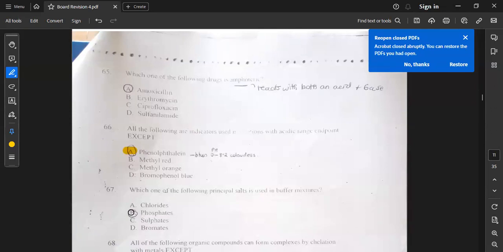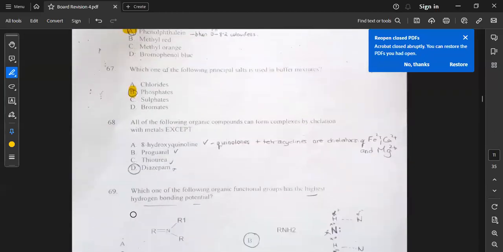It should be phosphates because for a buffer we use a weak acid and its conjugate base. And the chlorides, sulfates, and bromates are all salts of strong acids. So I think phosphate would be the right answer here. Anyone else with a different opinion? So phosphates it is, right? Commonly used in buffer solutions, right?